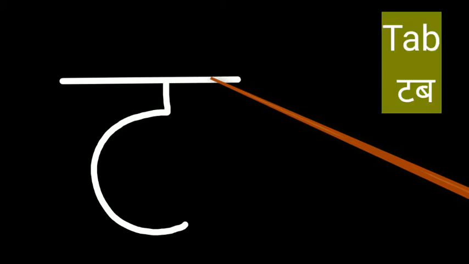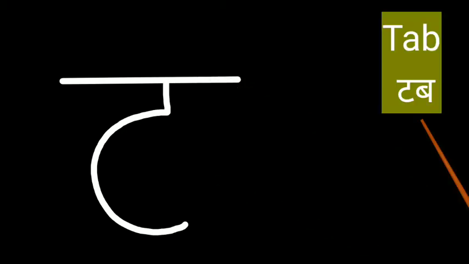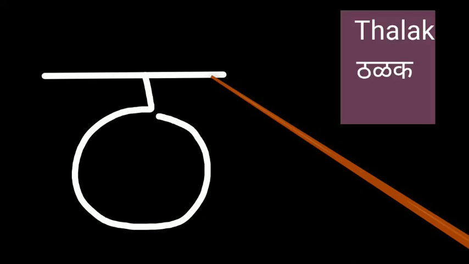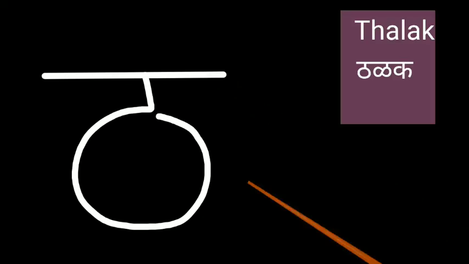Next letter is T. First draw a small vertical line, join with a half circle, a big half circle and a horizontal line on the top. It's called T. Its word is tub. Next is Th. One small standing line, join with a big circle and one big horizontal line on the top. It's called Th. Its word is Th, r, k. You can see all spellings also.